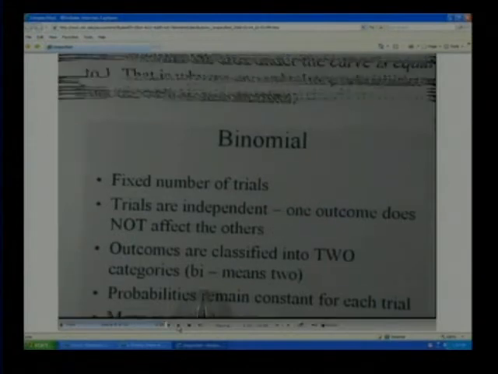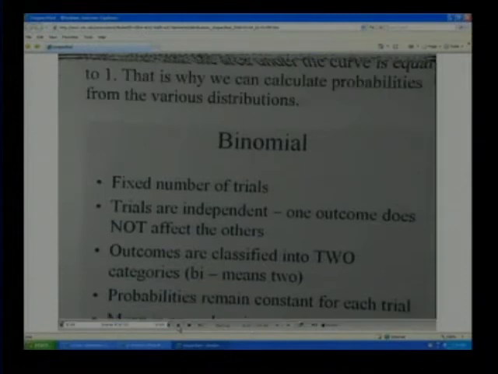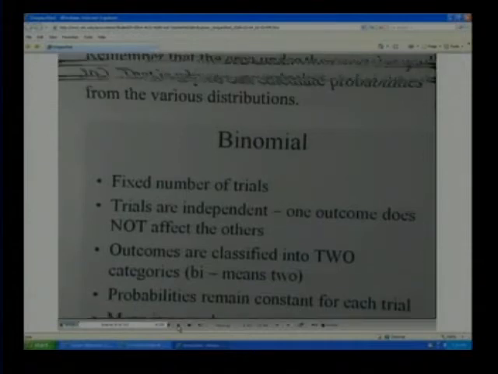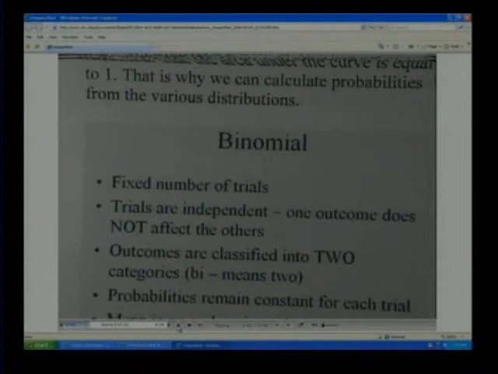Bicycle's got 2 wheels, so bi means 2. Tricycle's got 3 wheels. So binomial, there's 2 values, 2 nominal values. It can be either this value or that value. The probabilities remain constant for each trial. You don't switch them between trials.